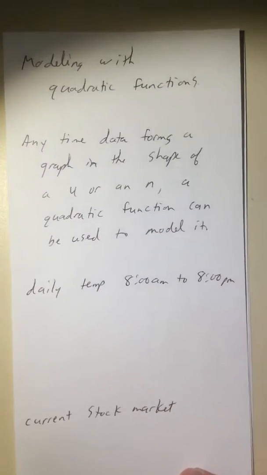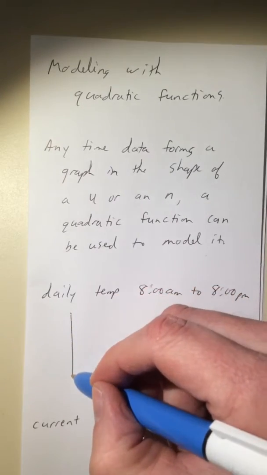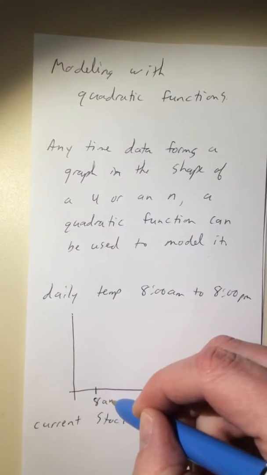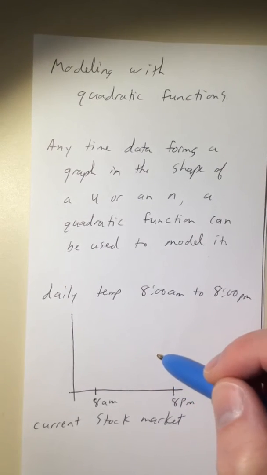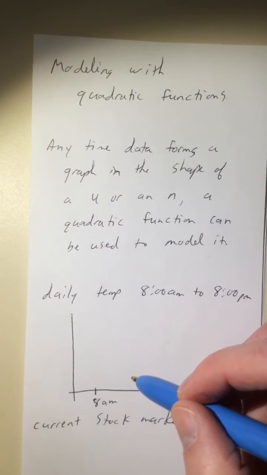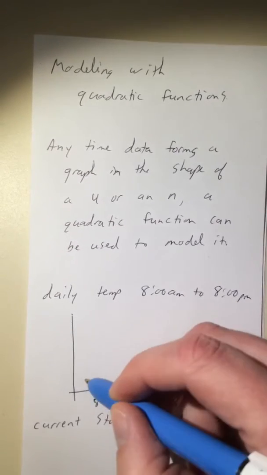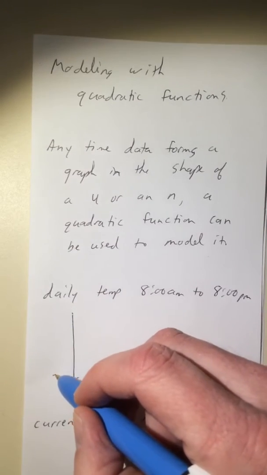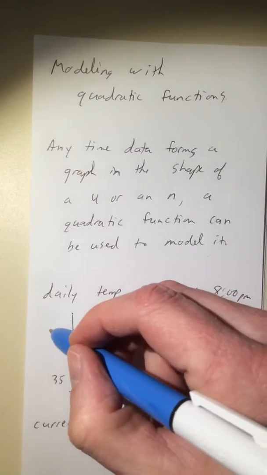A common experience that we all have is the daily temperature from, let's say, 8 a.m. to 8 p.m. So if we draw a little bit of a graph of that, let's say we have 8 a.m. right here and 8 p.m. over here. Halfway between that is going to be 2 p.m. Let's say we're talking about a day like today. So maybe the low temperature at 8 a.m. is like 35. And then we have 40, 45, 50. Maybe it'll get up to 50 today.